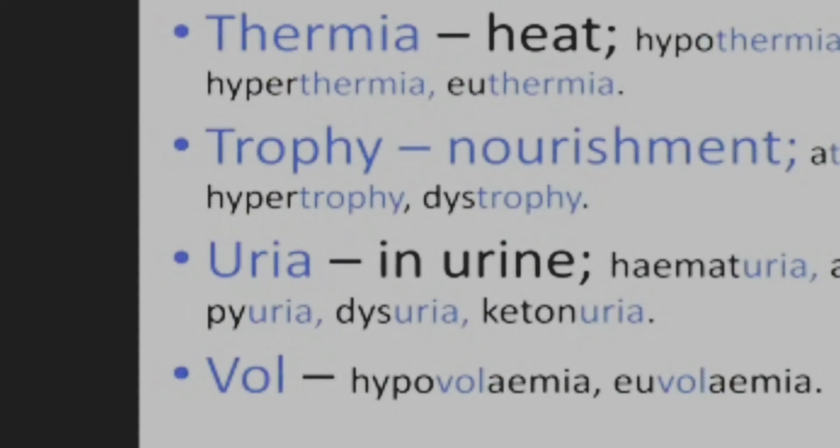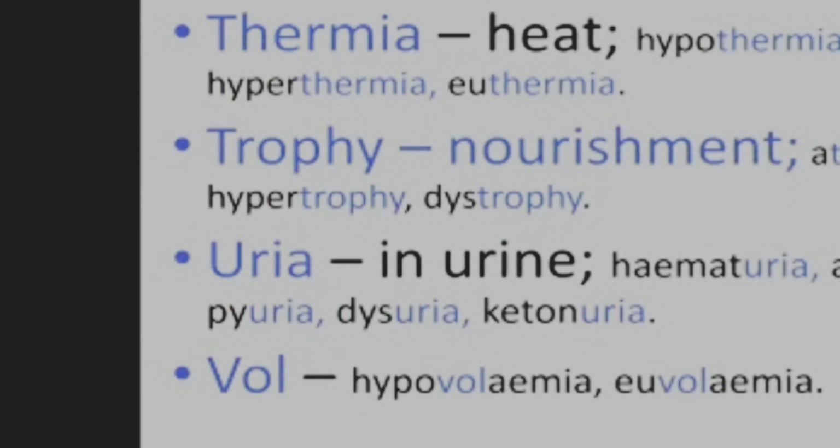Trophy is nourishment. Atrophy is without nourishment. That means your organs are failing. The organs are not in the proper state. And that's called ossification. Hypertrophy, dystrophy. Again, this is something not functioning properly.